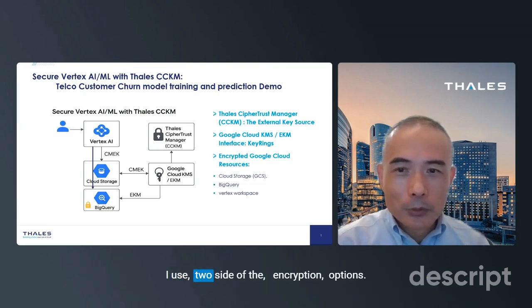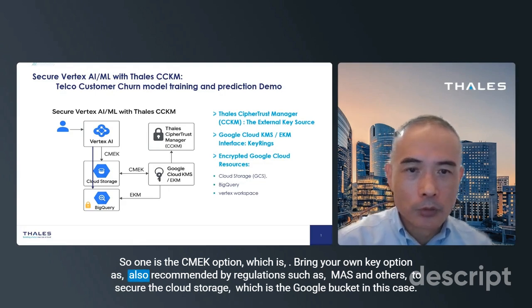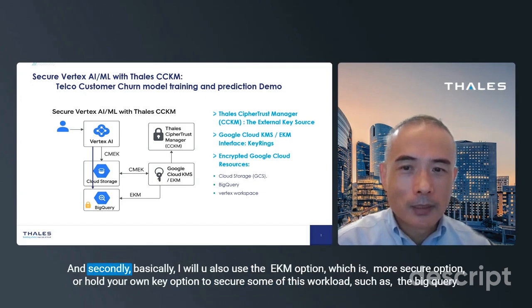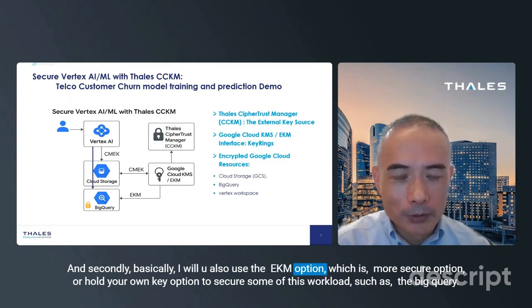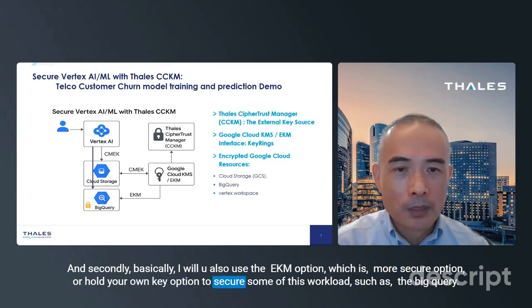I use two sides of the encryption options. One is the CMEK option, which is the bring your own key option, as also recommended by regulations such as MES and others, to secure the cloud storage, which is the Google bucket in this case. And secondly, I will also use the EKM option, which is a more secure option, or hold your own key option, to secure some of these workloads, such as BigQuery.